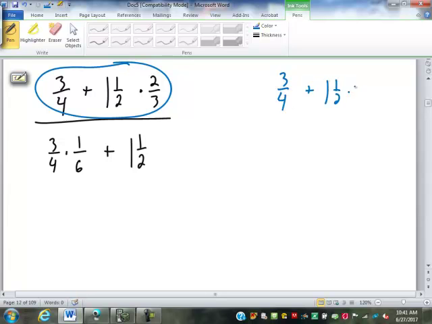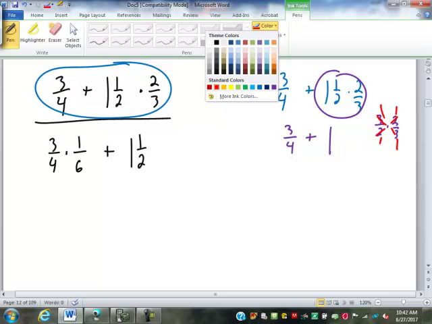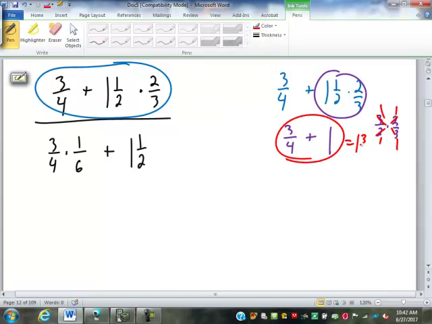So 3/4 plus 1.5 times 2/3. What do I have to do first there? 1.5 times 2/3. Now if you multiply that out, you're going to get 1. Because 1.5 is going to be 3/2 times 2/3. 2's cancel out, 3's cancel out to be 1, so it's 1 over 1 or 1. So 3/4 plus 1 is just 1 3/4. So the top of that becomes 1 3/4.